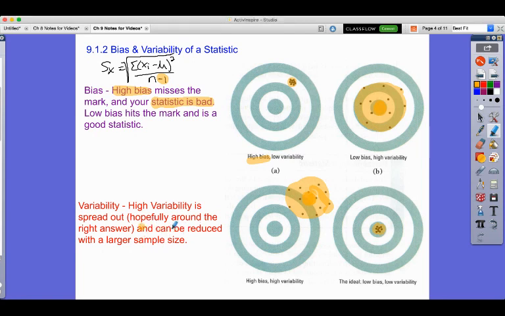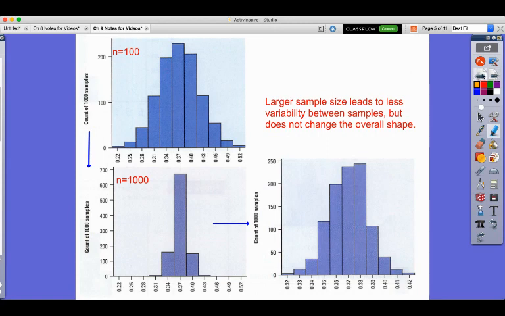Variability can be reduced with a larger sample size. I referred to this in the last video, and I need to refer to it again, and we'll see it in class over and over again. Okay, we can reduce variability with a larger sample size. Okay, we cannot reduce bias.